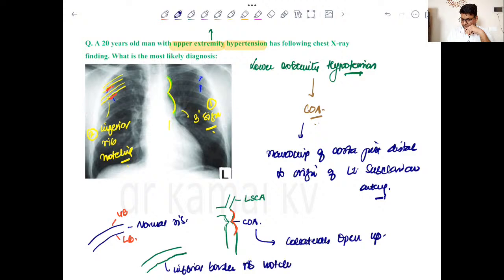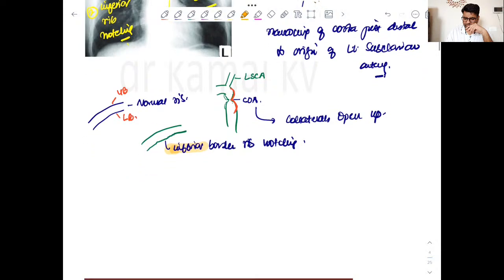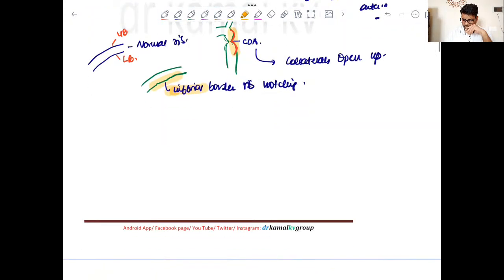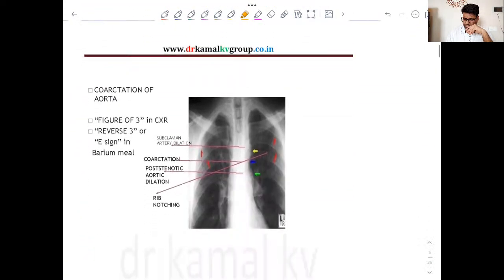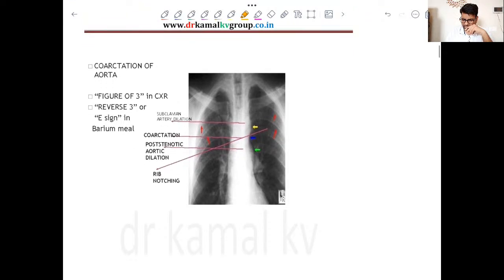Okay, so this has to be remembered, and these two signs are quite sufficient, of course assisted with the clinical presentation, and I think there is no point in getting wrong in such an MCQ, right? So please remember this much, just two signs, the 3 sign and the inferior rib notching sign. Great, let's move forward. So again, you can see a classical 3 sign and the inferior rib notching.